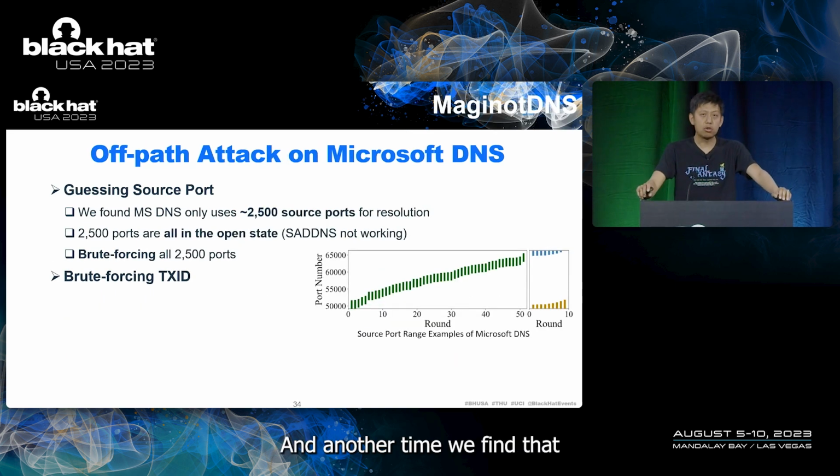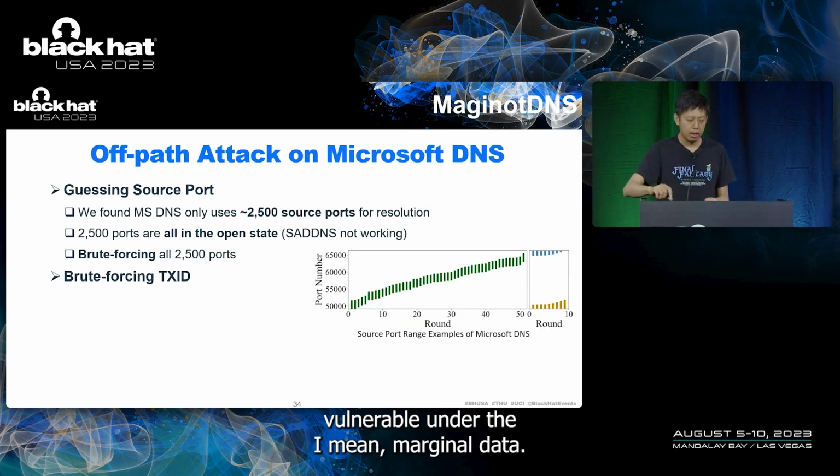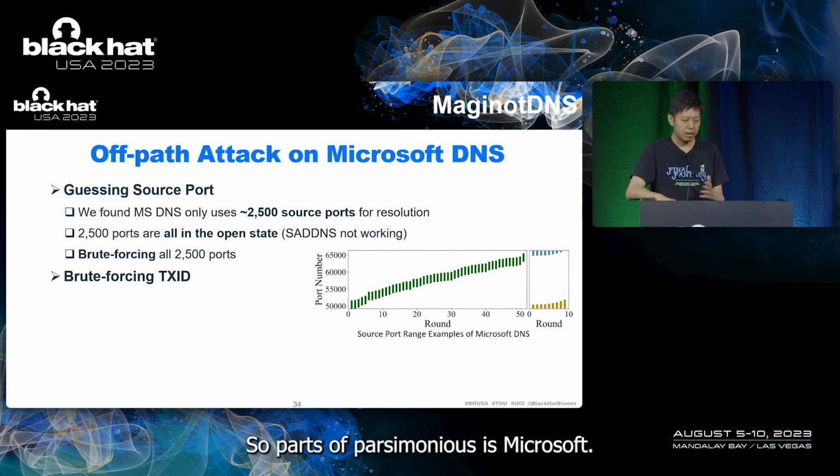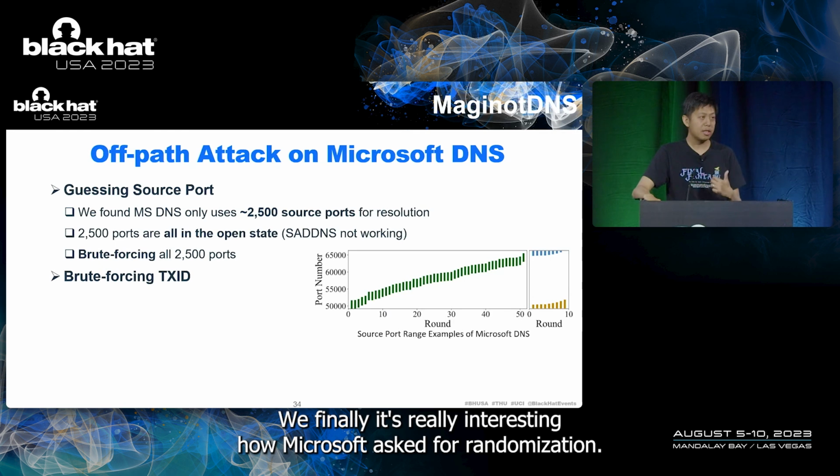And another software we found vulnerable under the off-path mode of MaginotDNS is Microsoft DNS. We found it's really interesting how Microsoft DNS does port randomization.